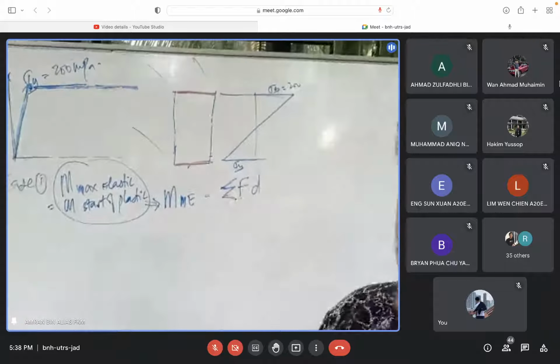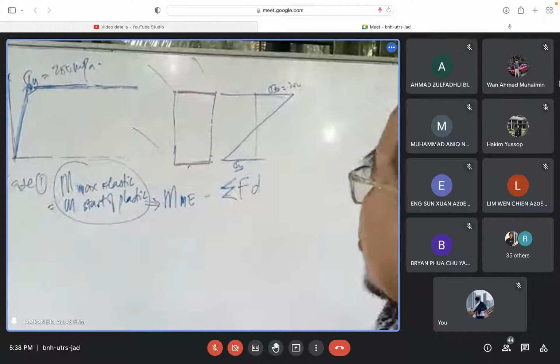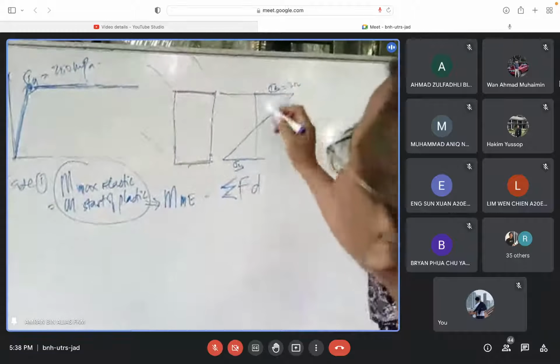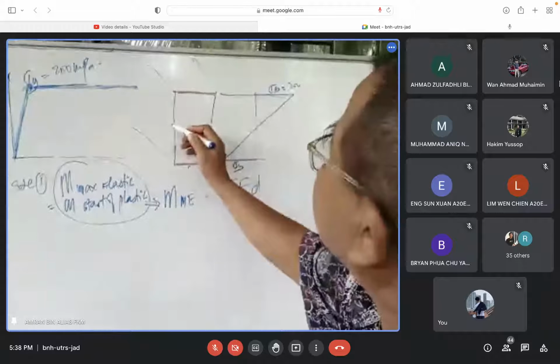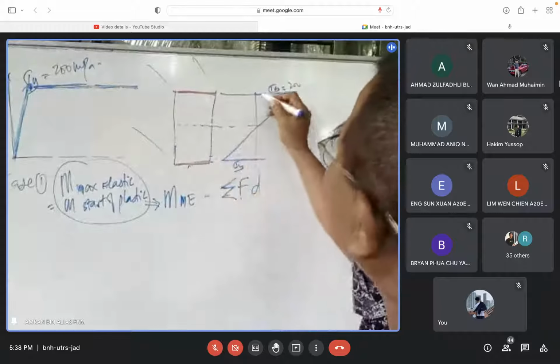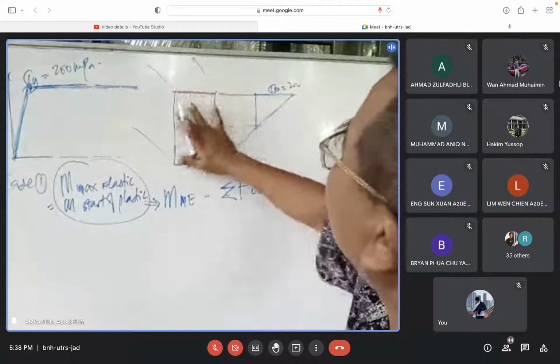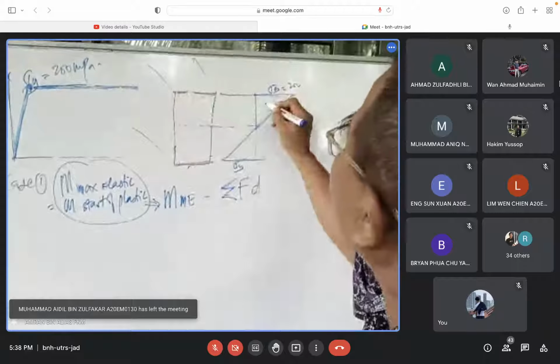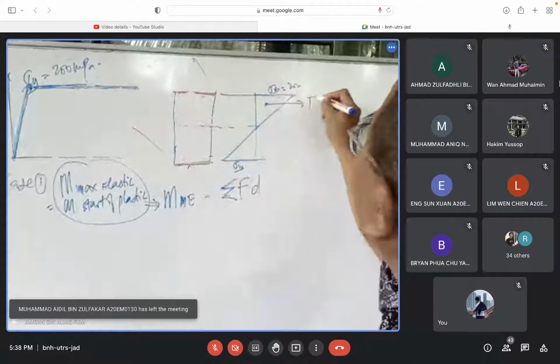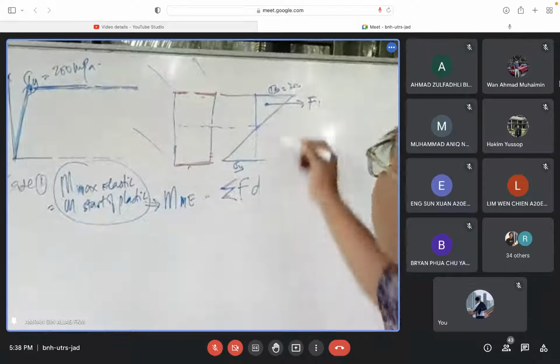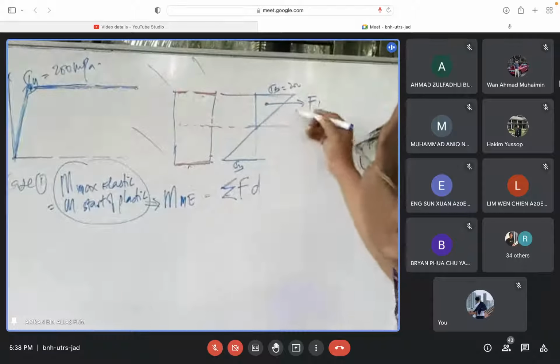Sum total of force times distance. What is the force there? This is the stress here, this is the center there. So this triangle acts on that area, so it will create a force. The force must be at the centroid. F1 there. So the distance from here to here, call it D1.